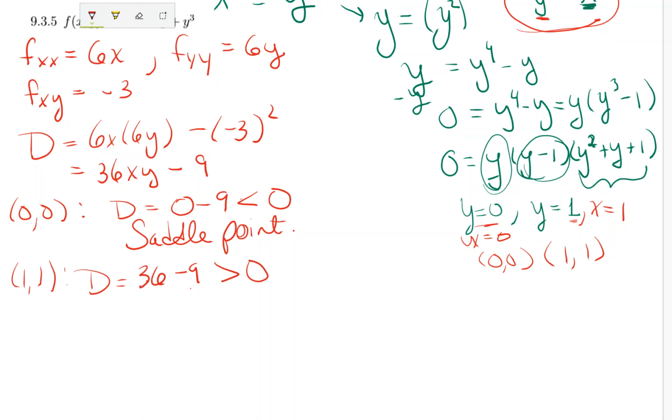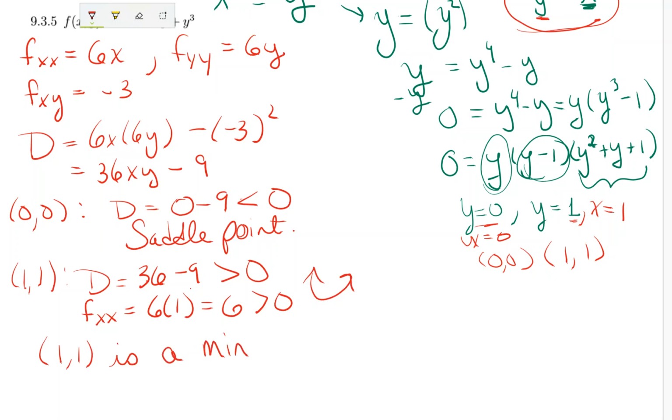Since it's positive, I know that I have either a minimum or a maximum. So at this point, I need to look at the second derivative of x and ask myself, is it positive? So here, f double prime of x is going to be 6 times the x value, which is 1, which will give me 6, which is also positive, which means I am concave up. And that tells me that 1, 1 is a minimum. I just want to write minimum as one word.